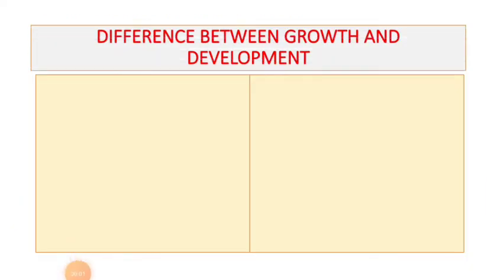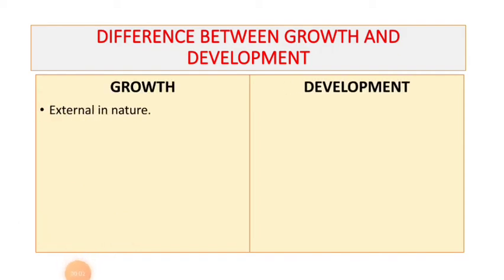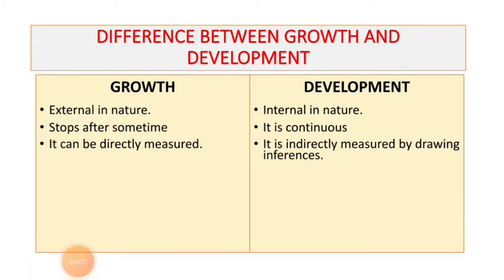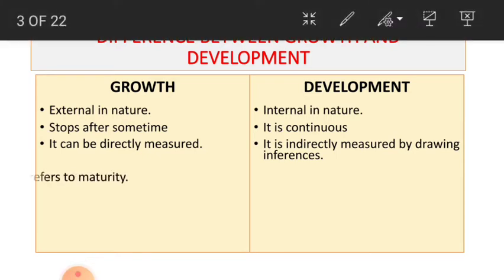Now we are going to study the difference between the two terms, that is growth and development. Growth is external in nature, we can measure it, and development is internal in nature. Growth will stop after some time after achieving maturation, but development is continuous throughout life. Growth can be directly measured, whereas development is indirectly measured by drawing inferences such as intelligence.